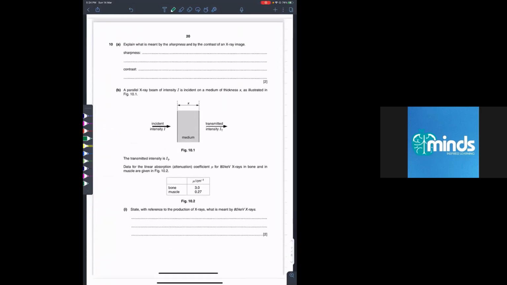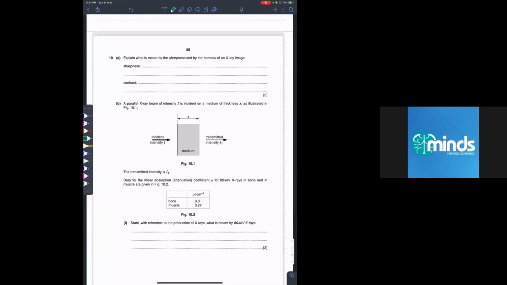Okay, so explain what is meant by sharpness and by contrast on an X-ray image. So sharpness means how easily you can detect the edges of the image, right? And contrast means the difference in the degree of blackening of the X-ray image, right?